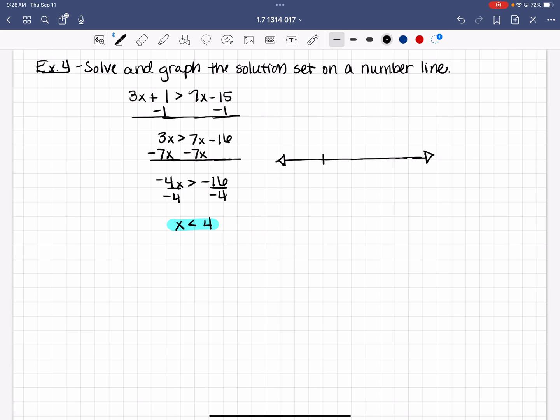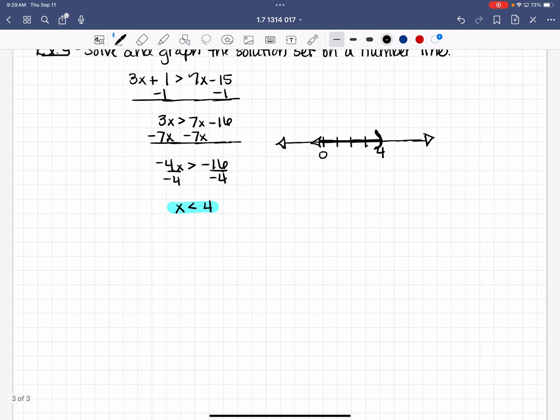I'm at 4, so 0, 1, 2, 3, 4. Am I going to shade open or closed? Open. And left or right? Left. Good. Open, shade to the left. Remember, when I say open, we use a parentheses. Okay? That's example 4.